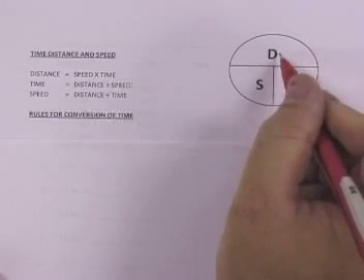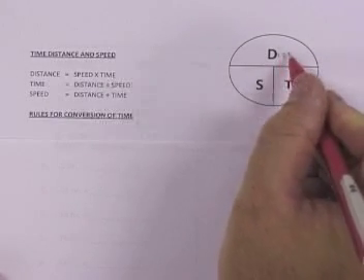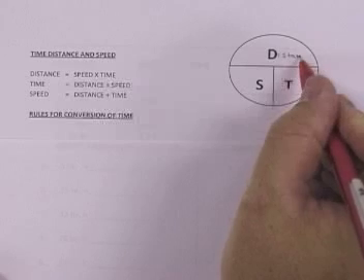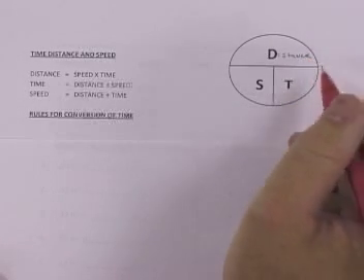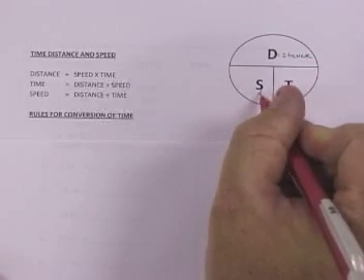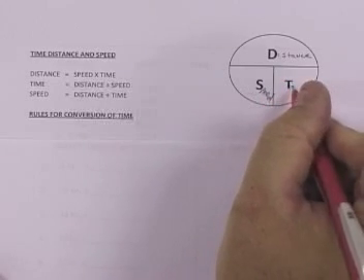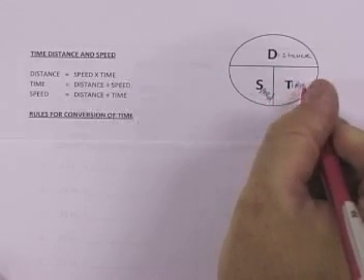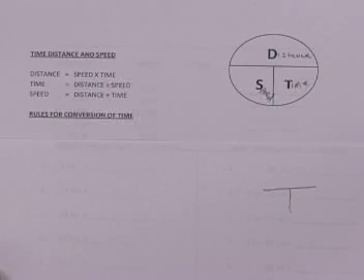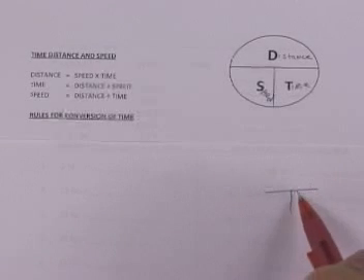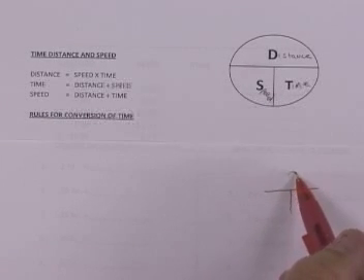The D stands for distance, and it always goes on top. The S stands for speed, and the T stands for time. And when you start working a problem, read the question. When the question asks you what is the distance, that tells you that when you start your formula, this is what you're looking for.